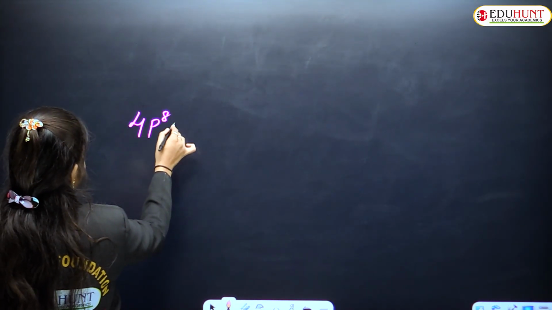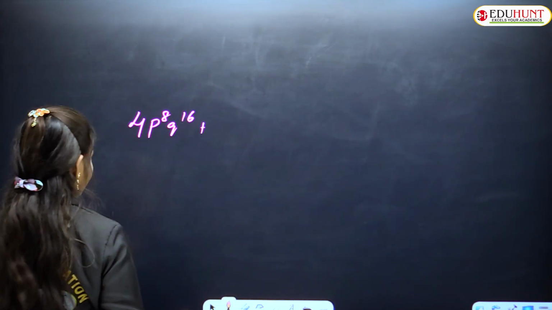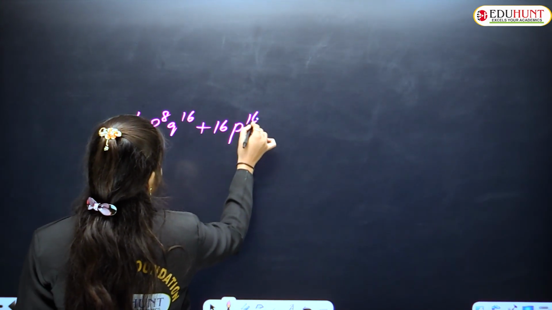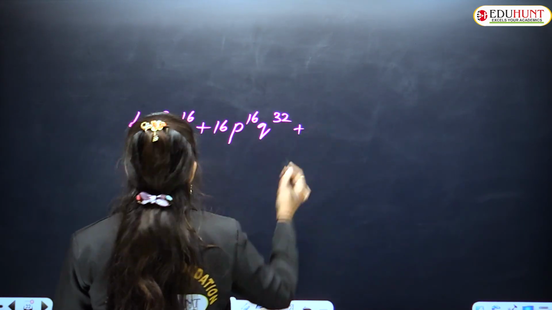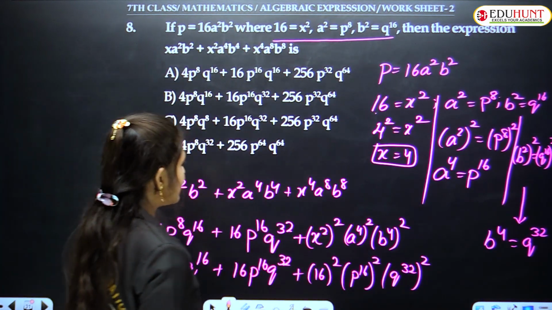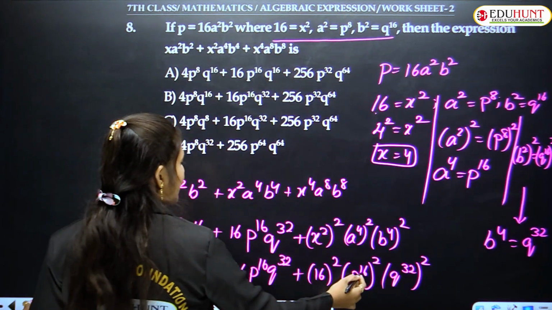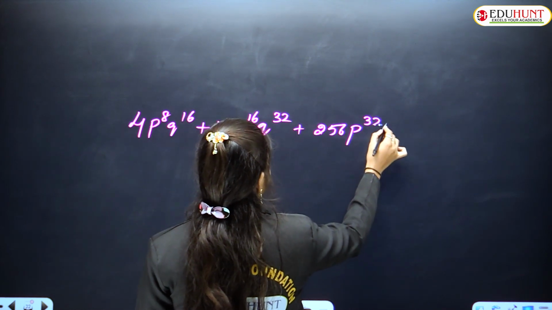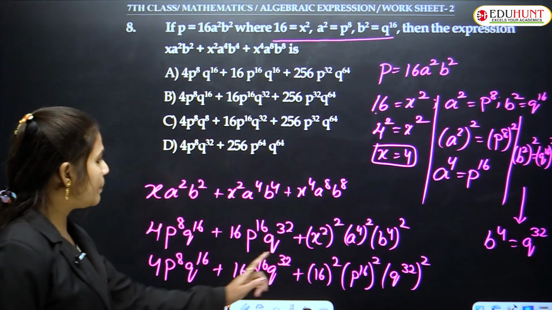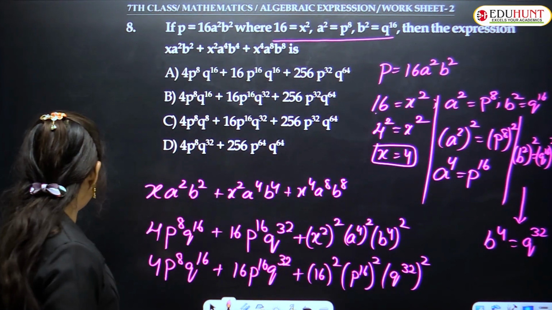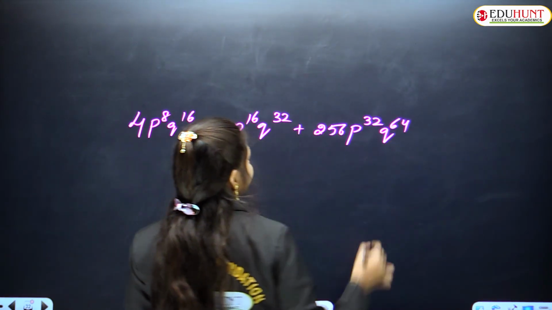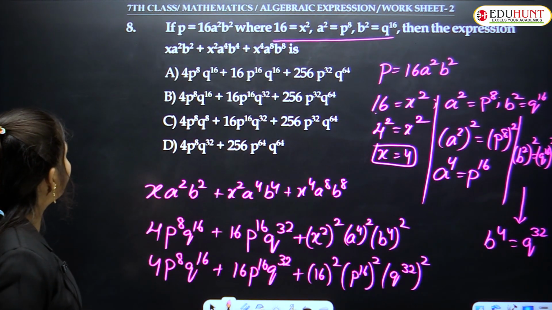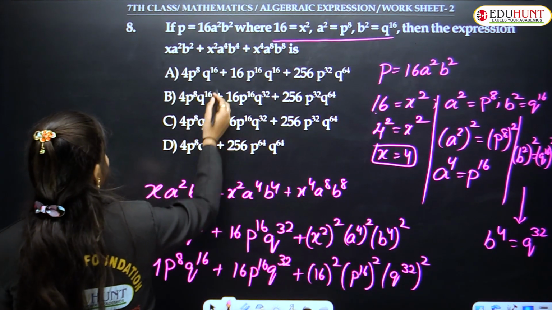4 p power 8 q power 16 plus here 16 p power 16 q power 32 plus, and here 16 into 16 is 256 p power 32 q power 64. Finally, this is the required expression. What is that? 4 p power 8 q power 16.